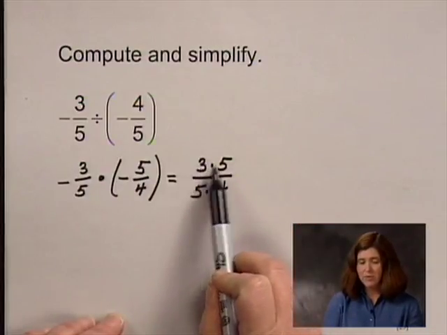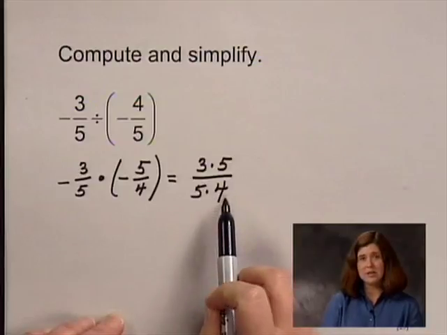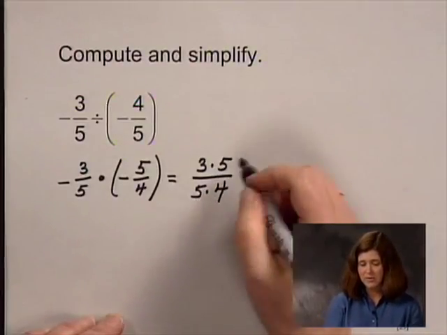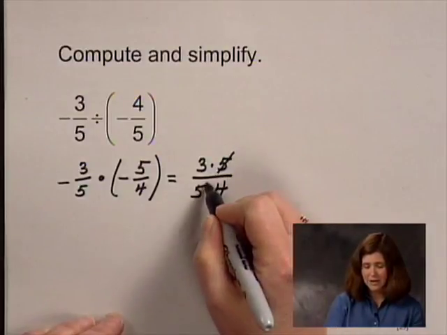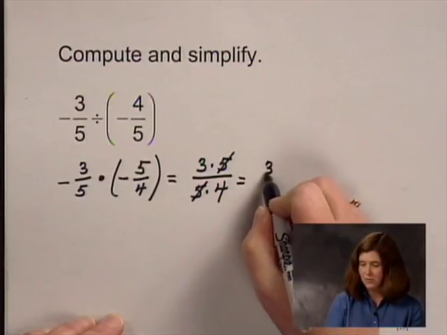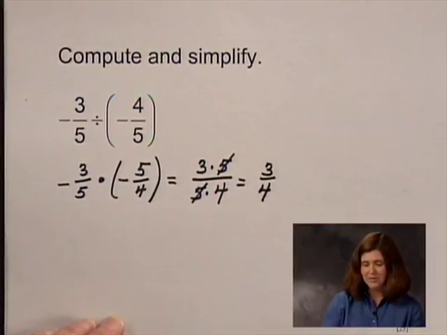Now, since we have a product in the numerator and a product in the denominator, we have factors. We can cancel the common factors of 5. 5 over 5 equals 1. So we can cancel those, and we have 3/4 as the simplified answer.